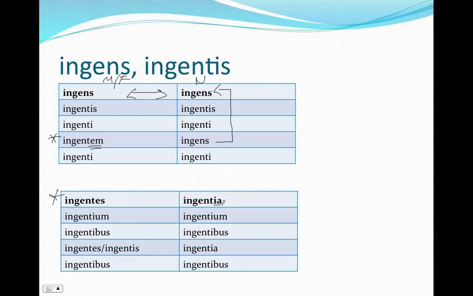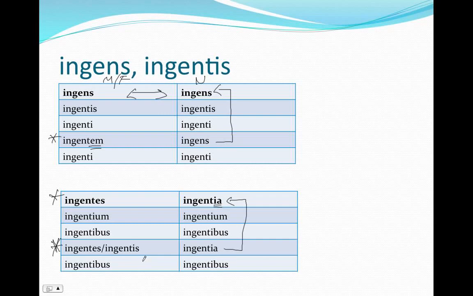This makes sense because neuters have to end in a, and it's an I stem, ingentia. Neuter nominative plurals have to end in a. Ingentium, ingentium, ingentibus, ingentibus, ingentes or ingentis and ingentia. Again, there's a difference because the accusative neuter plural has to match the nominative neuter plural, so ingentia, and then ingentibus.